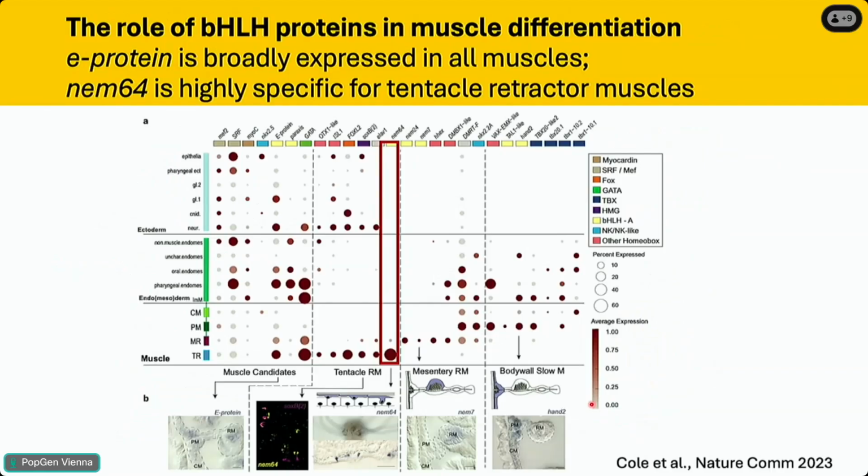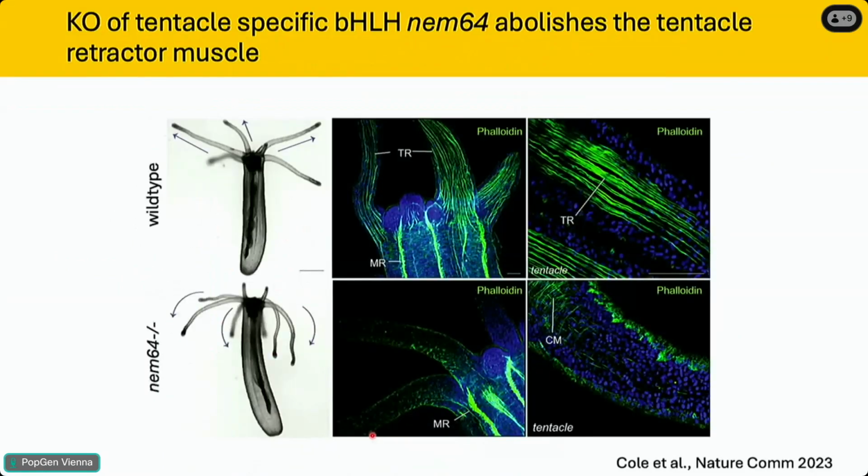But then we looked into this very specific bHLH protein, which is only expressed in this tentacle retractor muscle. Here you see some in situ of individual cells at the base. And for this one, we also did a CRISPR mutant. At first we thought, okay, there's no phenotype, because the polyps looked normal at first glance. But then we noticed that the tentacles are basically hanging, and they cannot really move them. When we stained them, here's the control. These are the tentacle retractor muscles, longitudinal, and they're completely absent in this mutant.